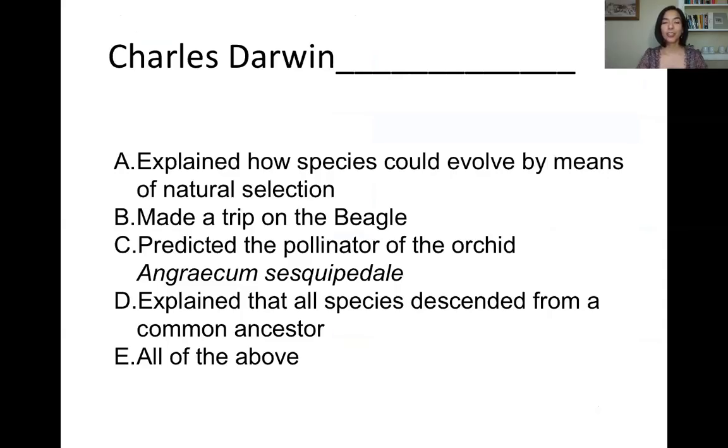Just to review some concepts, Charles Darwin, blank: A, explained how a species could evolve by means of natural selection. B, made a trip on the Beagle. C, predicted the pollinator of the orchid Angraecum sesquipedale. D, explained that all species descended from a common ancestor. E, all of the above. E is the right answer, all of the above. So Darwin was involved in all of these points.